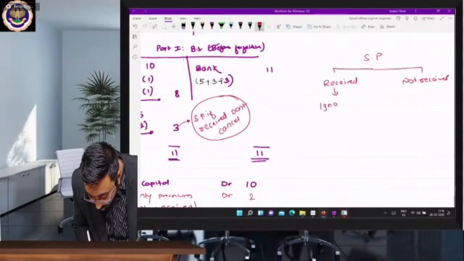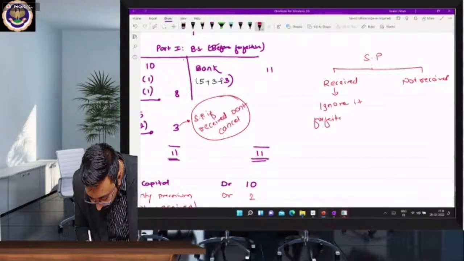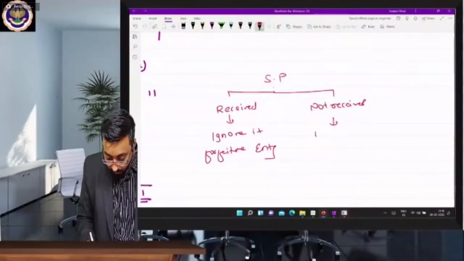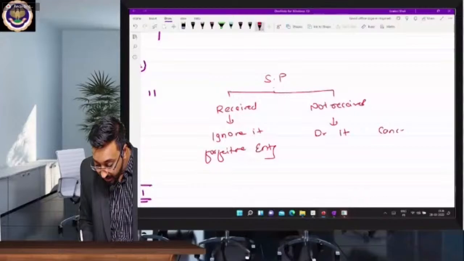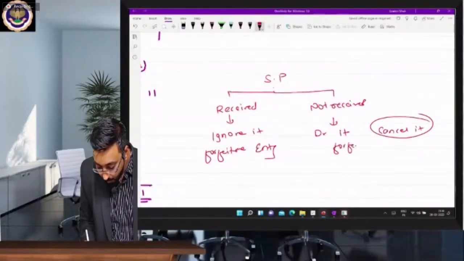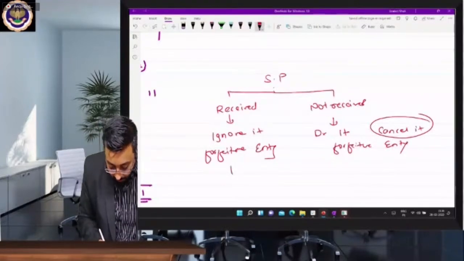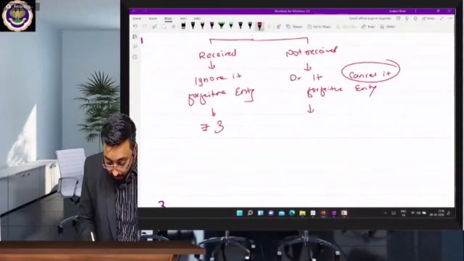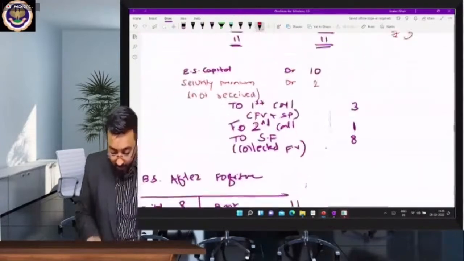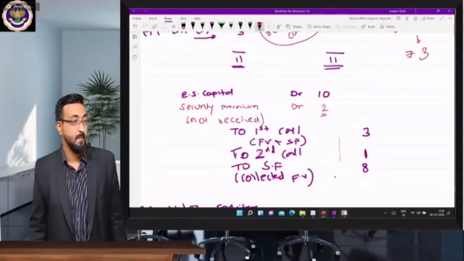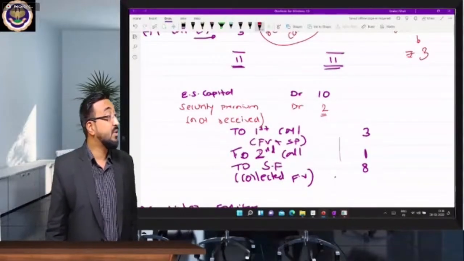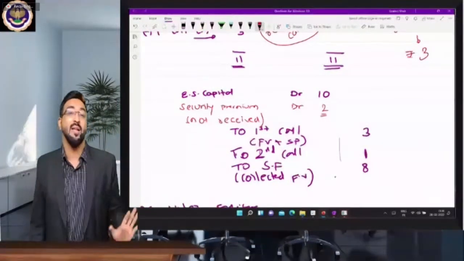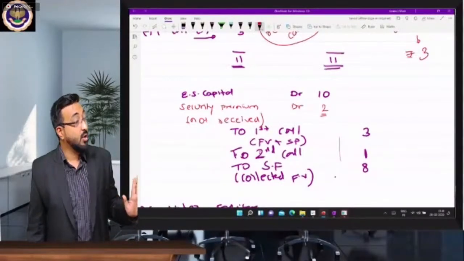If received and not received: received, ignore it in the forfeiture entry. This is the red pen adjustment. And not received, cancel it, debit it. Money means cancel it. In which entry? Forfeiture entry. In our example, what is received? 3 received, na beta. And what is not received in our example? 2. So you can see in the forfeiture entry, we cancel rupees 2. Which is received or not received? Not received, you have to cancel it. Received, ignore. You got it logically?